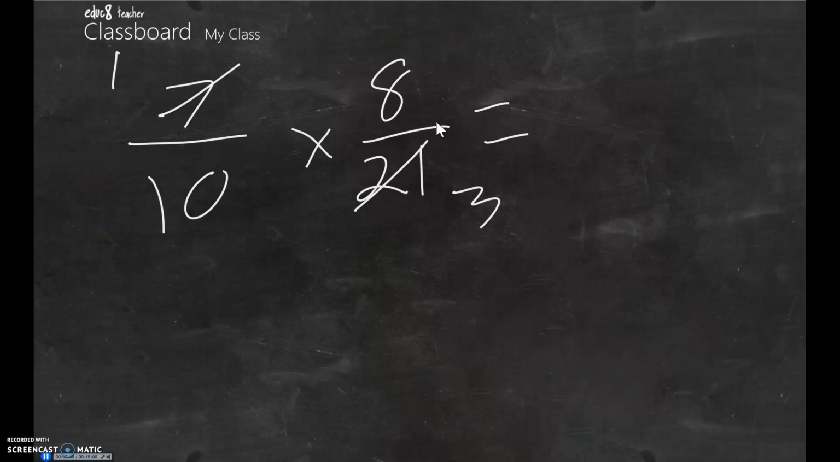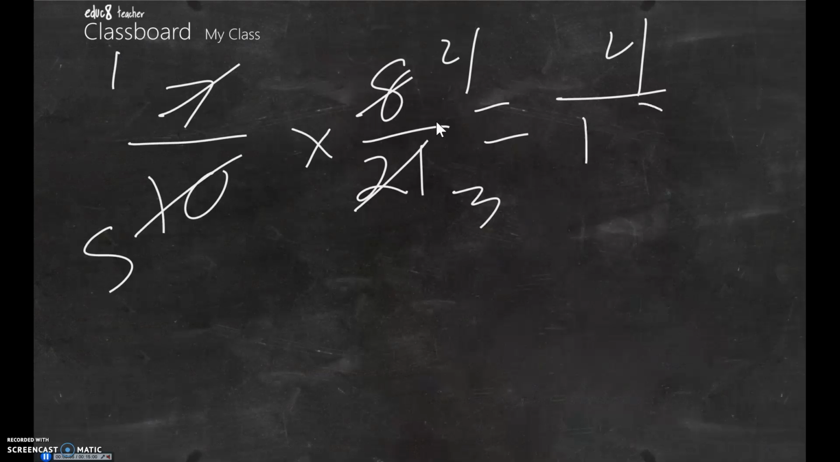Okay, what about 8 and 10? The greatest common factor is 2. So this turns into 4, and this turns into 5. 1 times 4 is 4. 5 times 3 is 15.